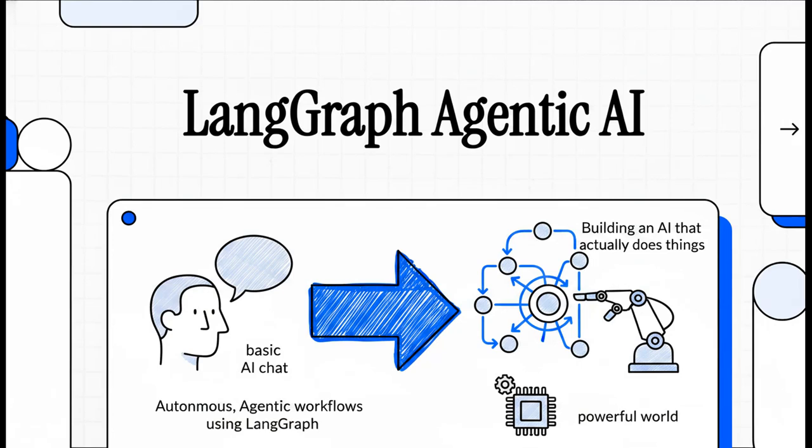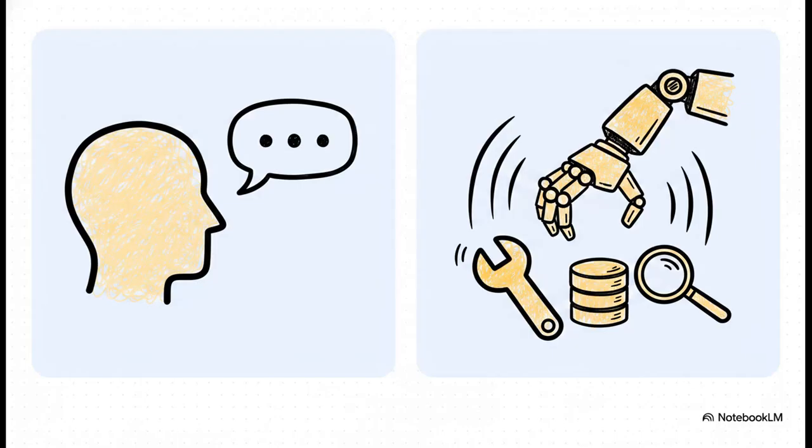Welcome to The Explainer. Today, we are taking a massive leap. You know that basic AI chat where you just type a question and it types back? Yeah, we're moving way past that. We're stepping into the incredibly powerful world of autonomous agentic workflows using LangGraph. If you're looking to build an AI that doesn't just talk, but actually does things, you are absolutely in the right place.